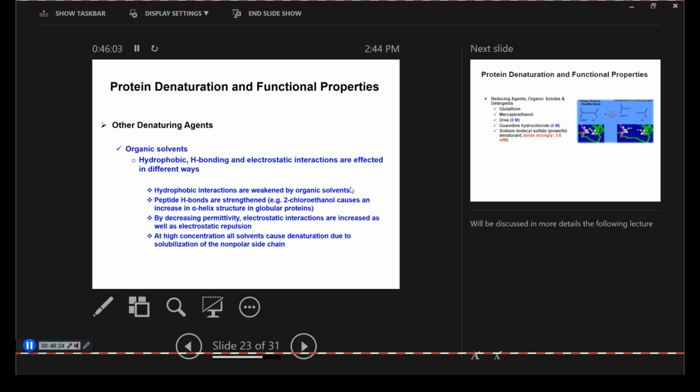So it depends on the composition of the protein. If the protein composition is high in hydrophobic residues, it will be impacted more in organic solvent and eventually will be denatured more readily than proteins that have lower hydrophobic residues. Okay? So always go back to the composition of the protein. Different proteins will have different impacts.